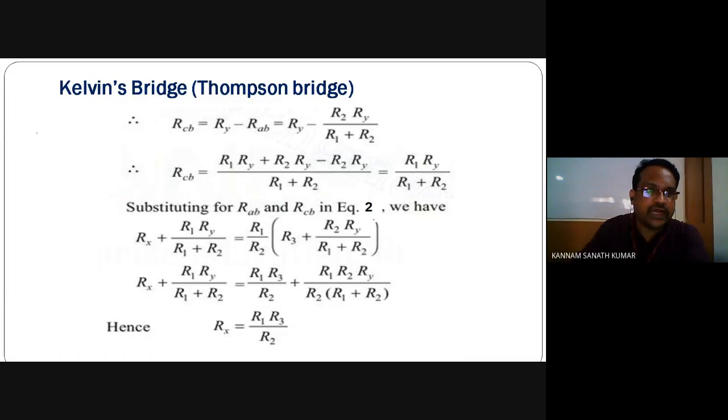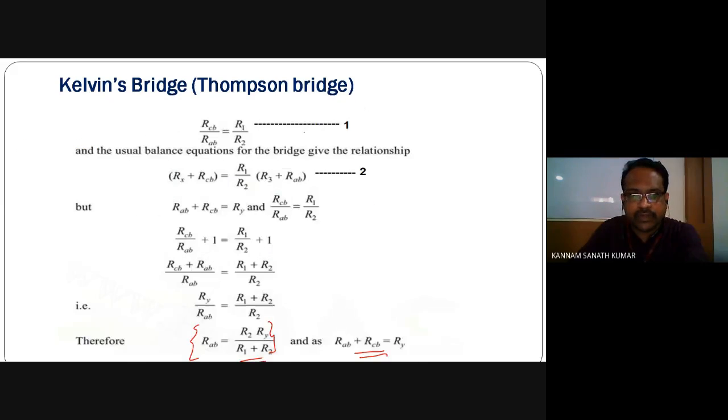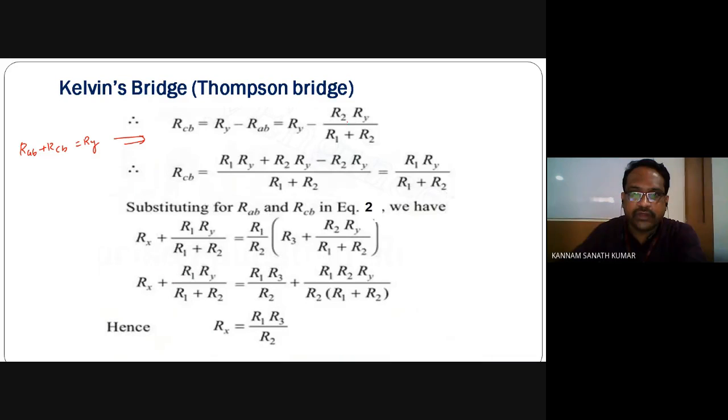You know that RAB plus RCB, the lead resistance, equal to Ry. So from this equation, you can write RCB equal to Ry minus RAB. What is RAB? You got it in this equation, no? So substitute this RAB value: R2 into Ry by R1 plus R2.